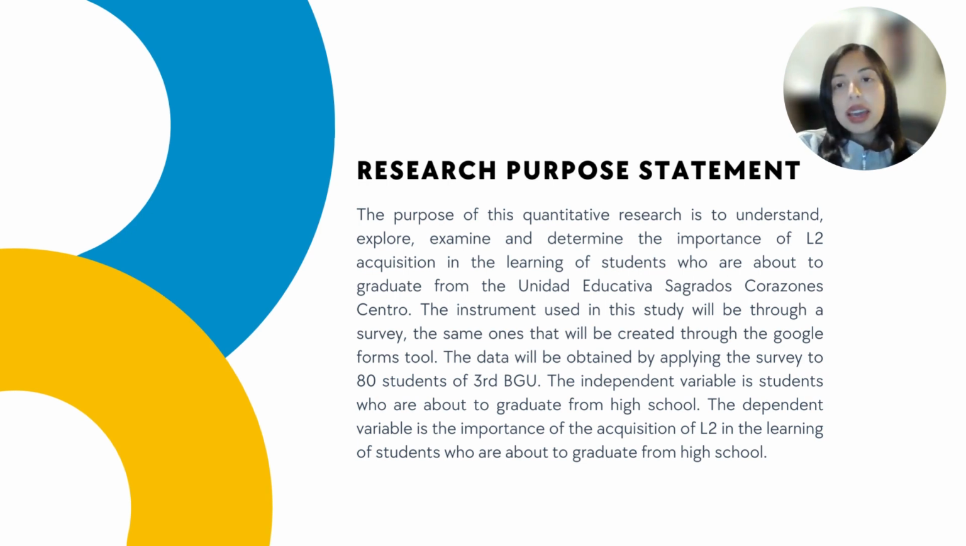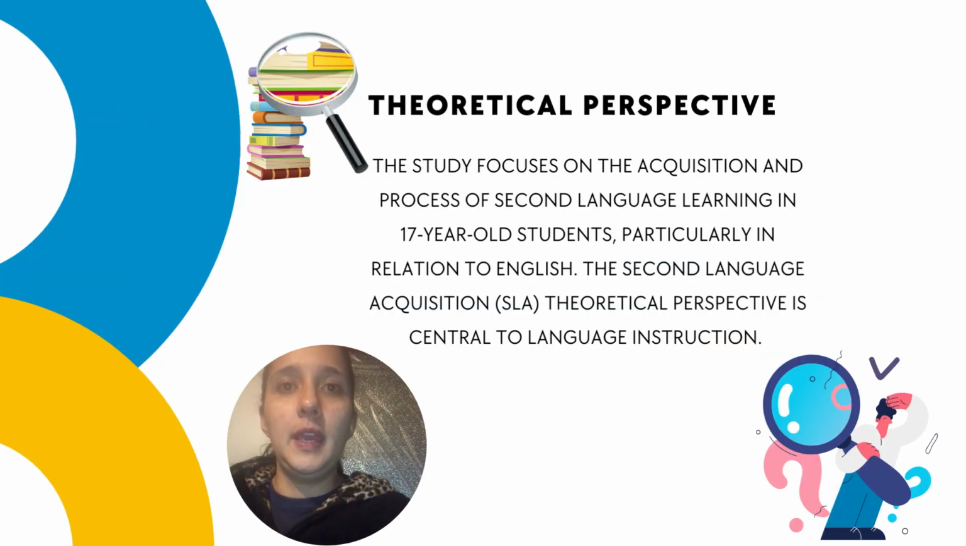So, the independent variable is students who are about to graduate from the high school. And the dependent variable is the importance of the acquisition of L2 in the learning of the students who are about to graduate from the high school. This study examines L2 acquisition and learning in 17 years old students, focusing on English as a target language.